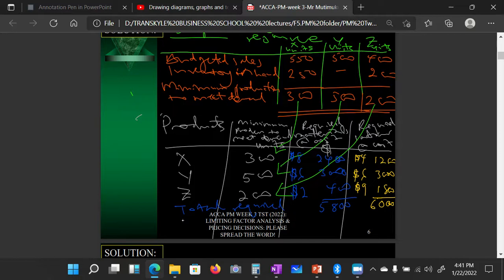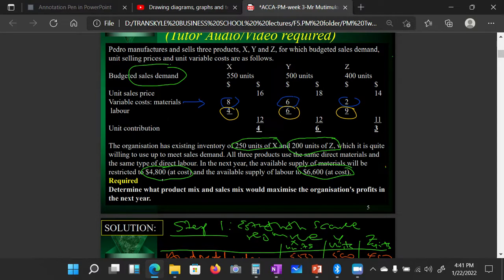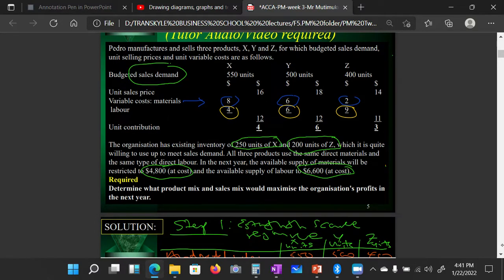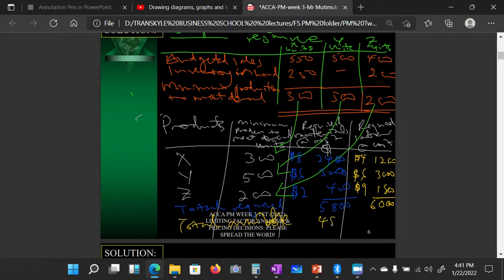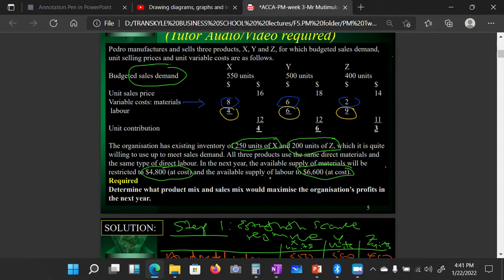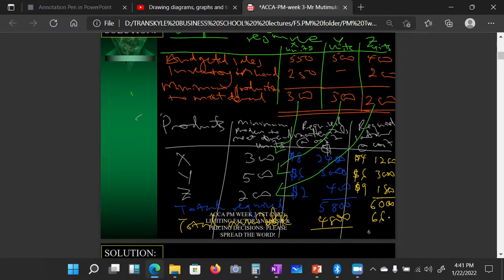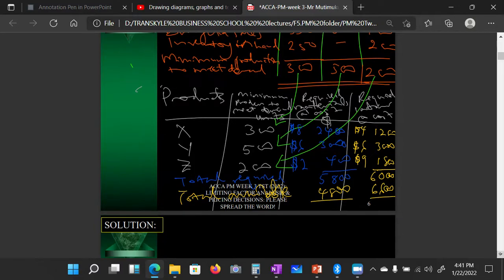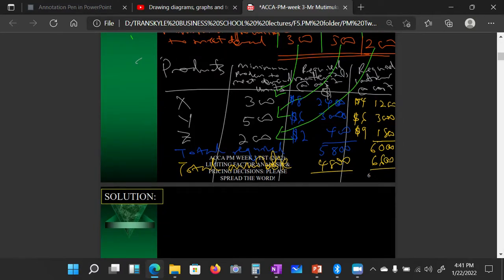However, how much do we have total available? What is the total available from the question? The question is saying available in terms of material, that's 4,800. Available in terms of labor, that's 6,600. So I want you guys to tell me. Just tell me.